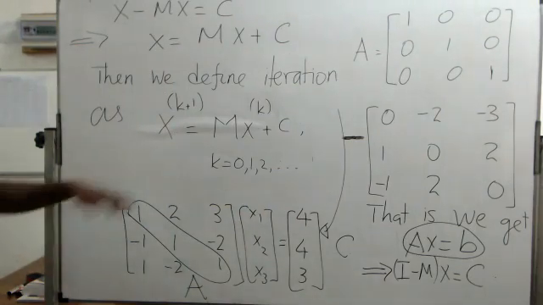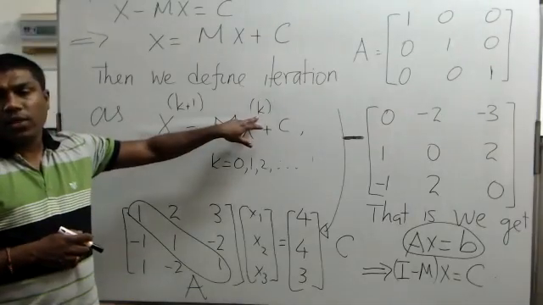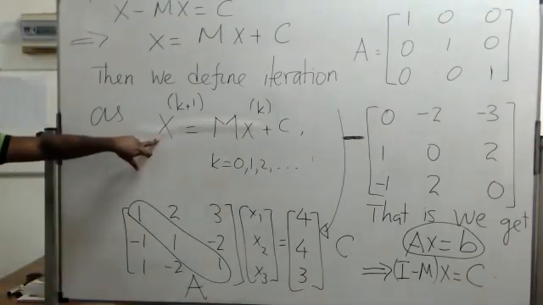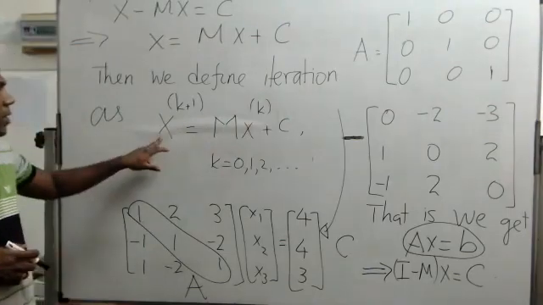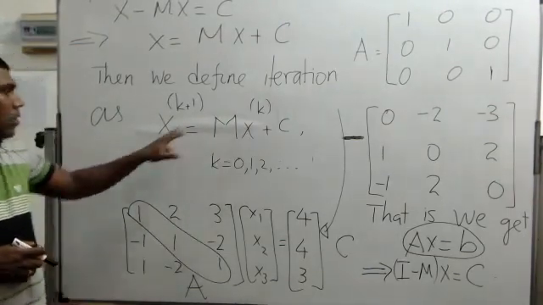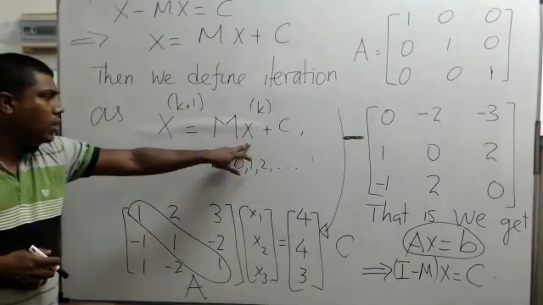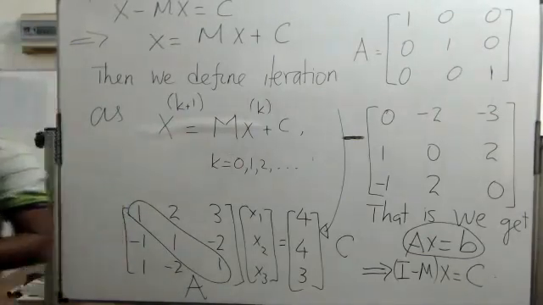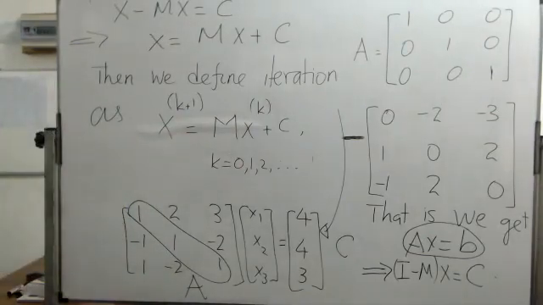If x naught is given, then when k is equal to 0 you can compute x1. After computing x1, you put it here and get x2. Then you put x2 here and get x3, then x4, x5. Like that, you compute one value and use it, then compute the next value, use that, and keep on computing those values. That is how we create iterations basically.